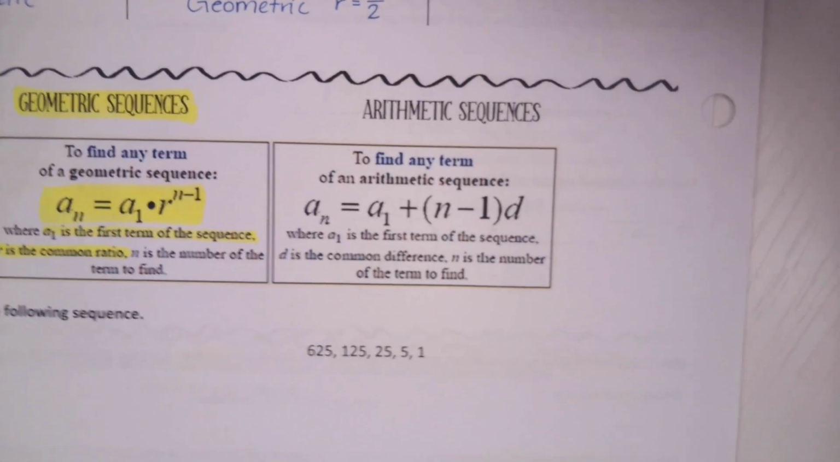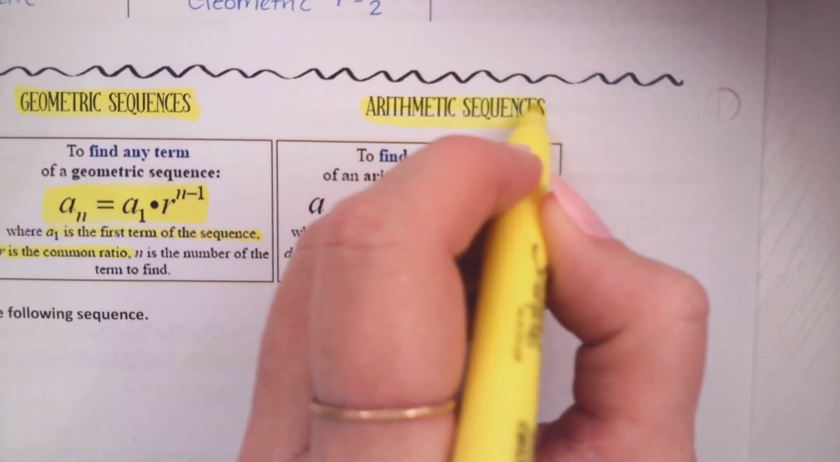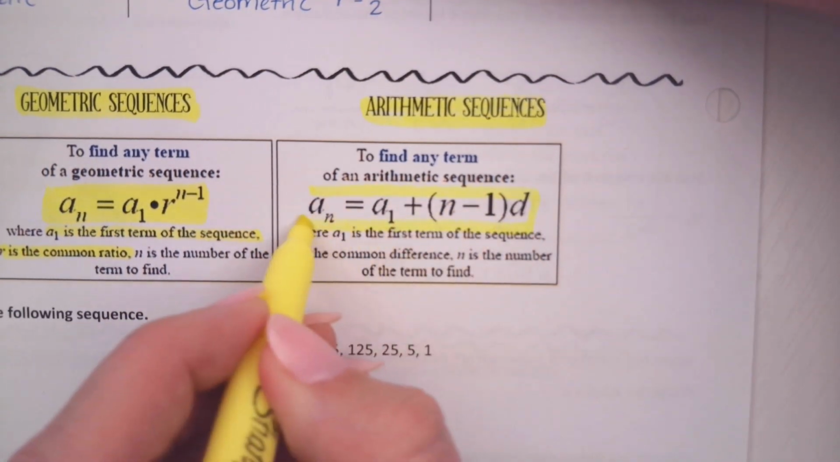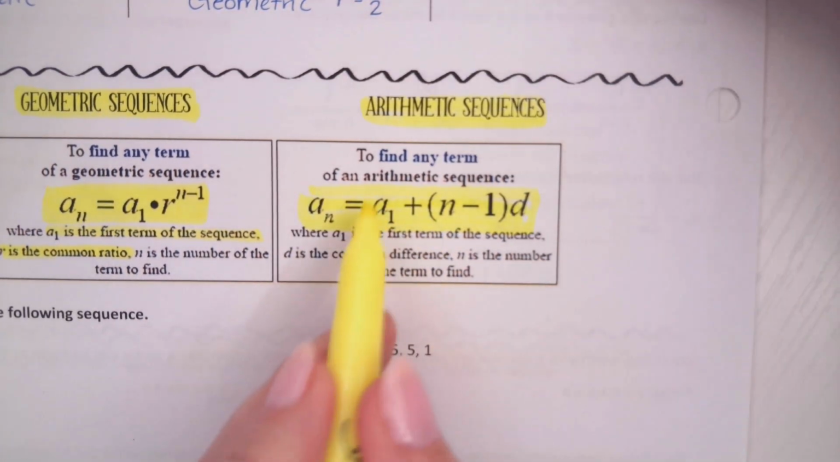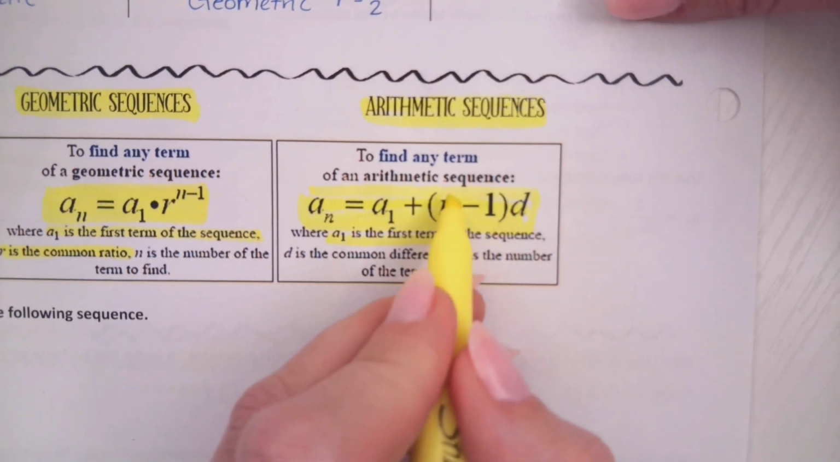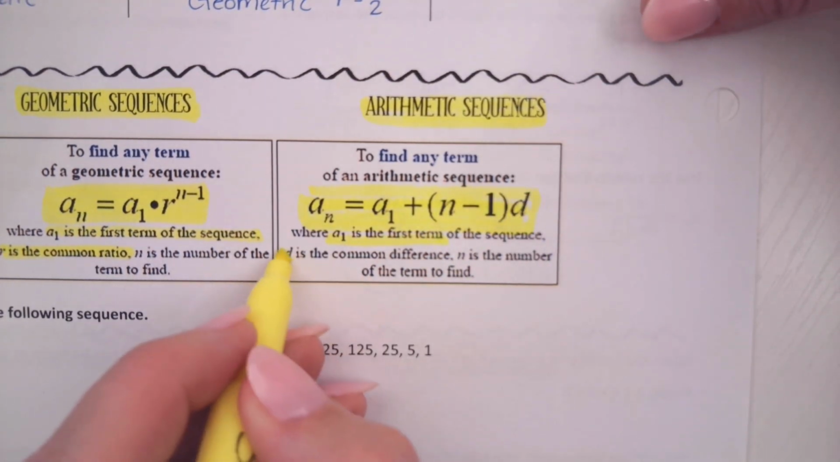Okay. Arithmetic sequences. This is the one that would be a linear function. So we can look at its equation here. It says an, which is just like your y equals a1, which is your first term of your sequence again, plus n minus 1, which is kind of like having an x minus 1, times that common difference.